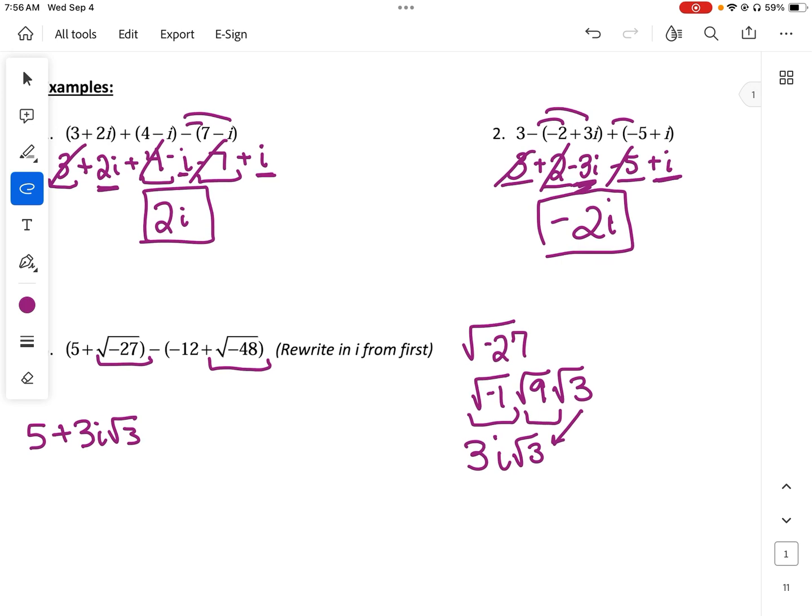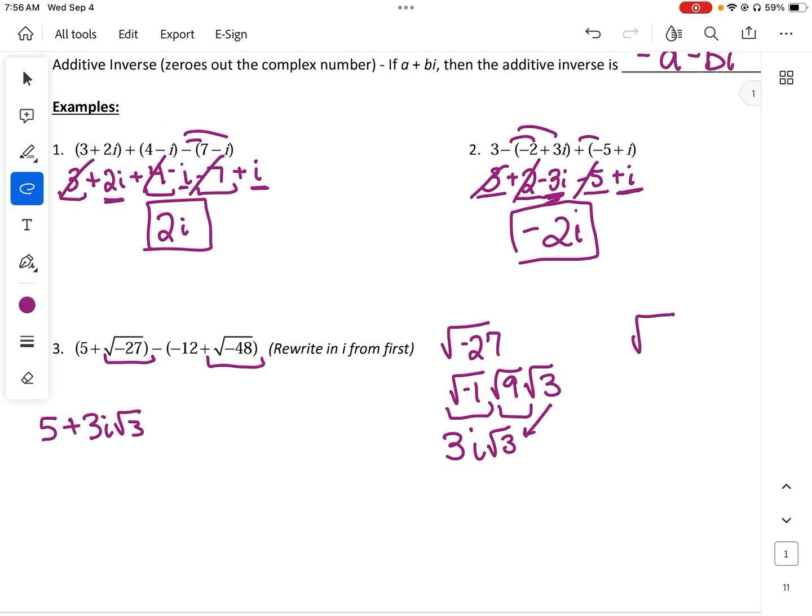Okay, now I need to do square root of negative 48. So I'm going to start with negative 1. Then let's think through some numbers. So 4 will go into this, but also 16. So I'm going to do 16 times 3. So this is i. Square root of 16 is 4. And then just bring down square root of 3. So this is going to be minus, parentheses, 4i square root of 3.